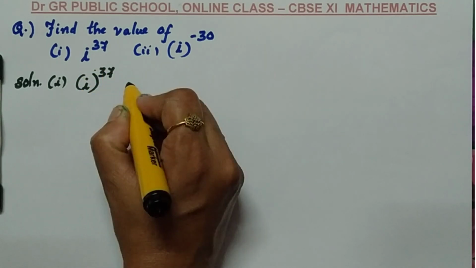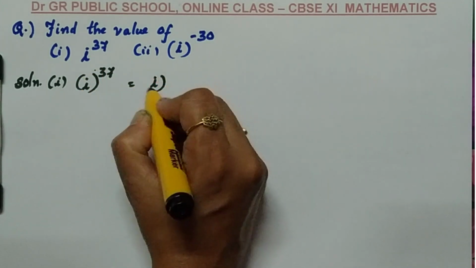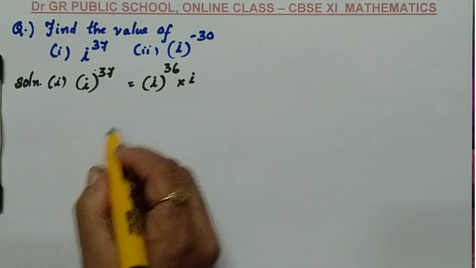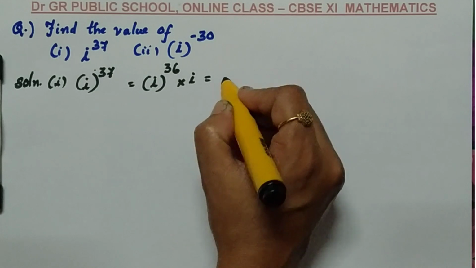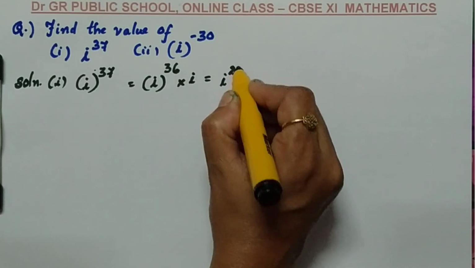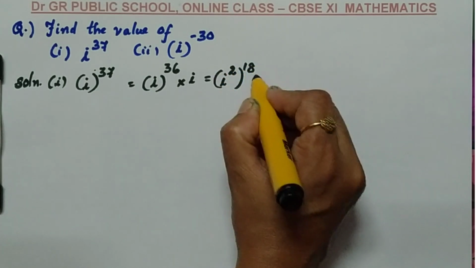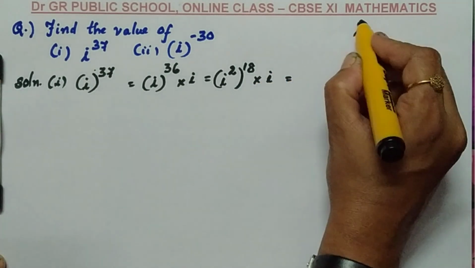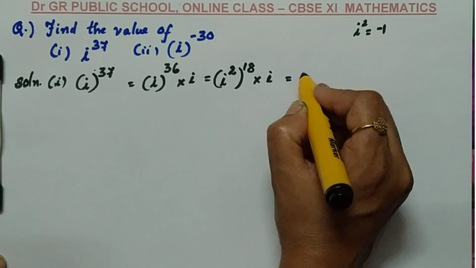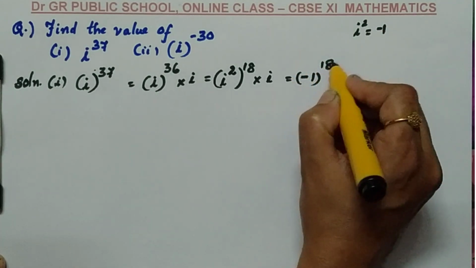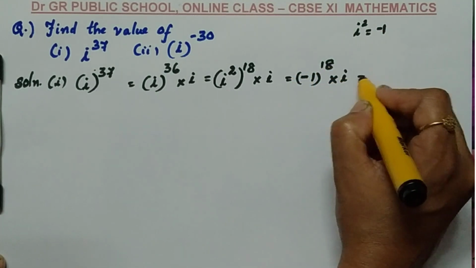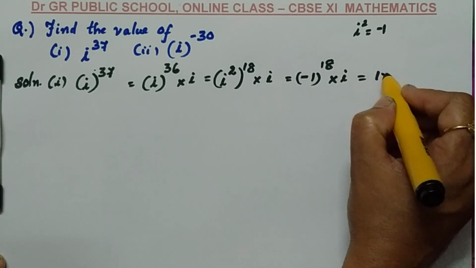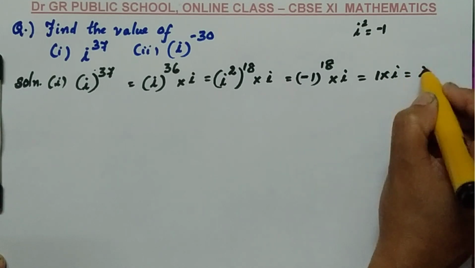i raised to 37 can be written as i raised to 36 into i. i raised to 36 can be written as i square the whole raised to 18 into i. We know that i square equals minus 1. So, minus 1 the whole raised to 18 into i, which is minus 1 the whole raised to an even number is plus 1. 1 into i equals i is the answer.